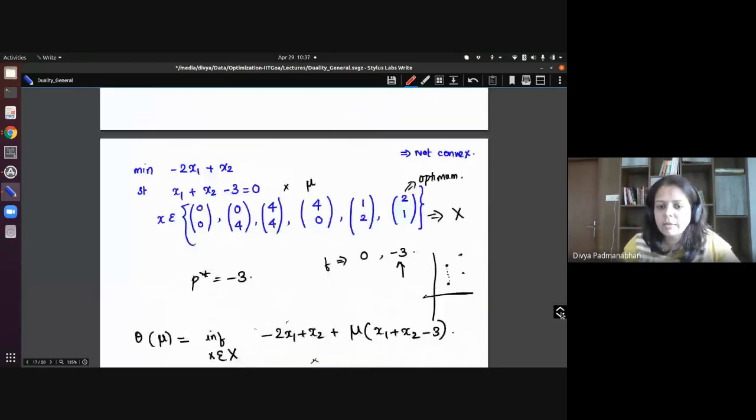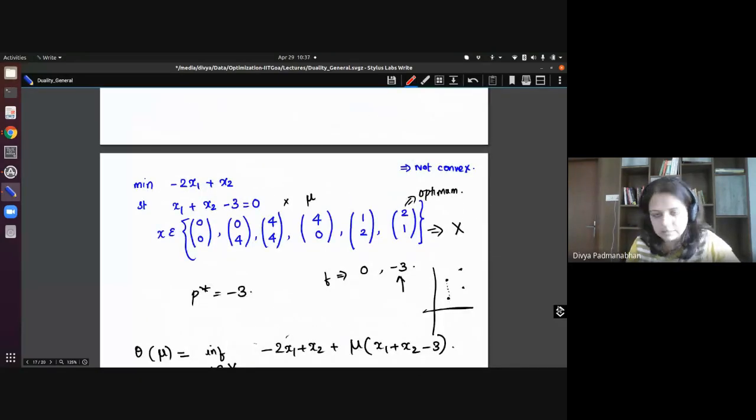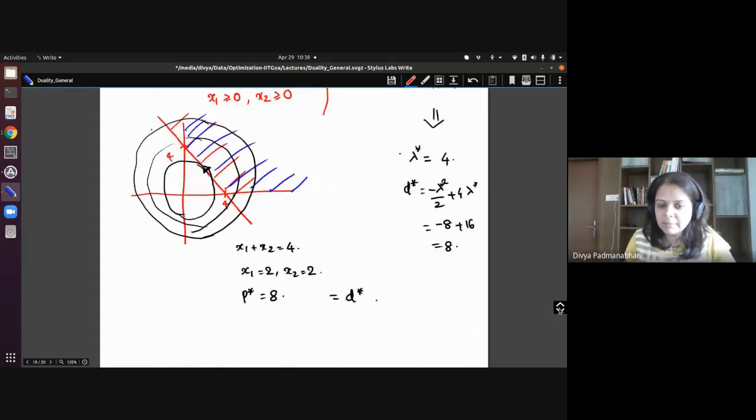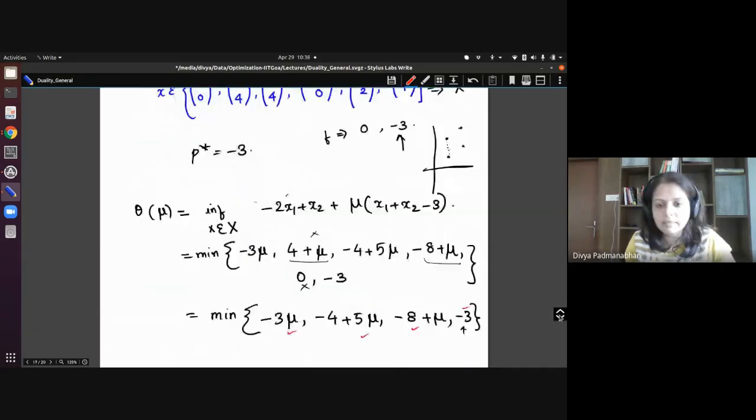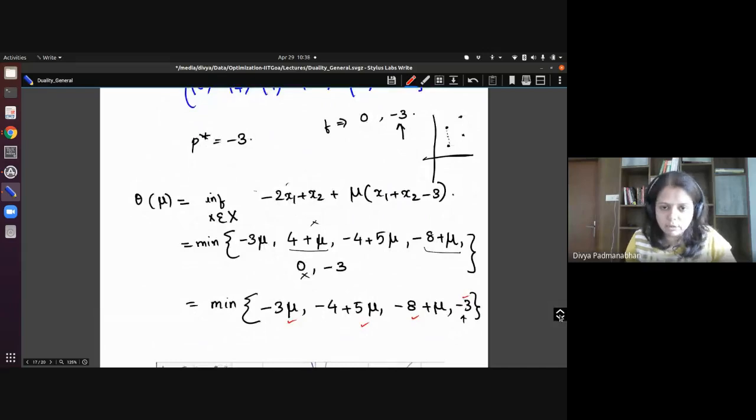So I wanted to emphasize a couple of things here. Strong duality may not always hold. And the other thing is, this dual concept is something you can apply not only to continuous optimization problems, you can also apply it when your domain is a discrete set. So we saw some examples where strong duality holds and an example where strong duality doesn't hold.